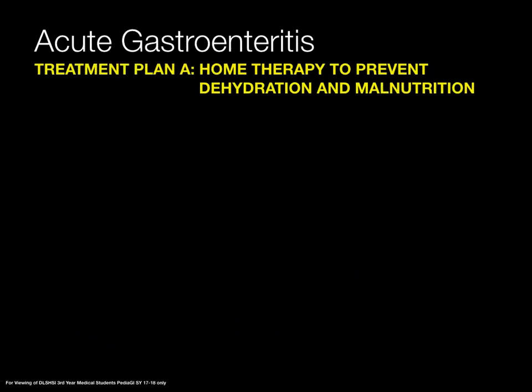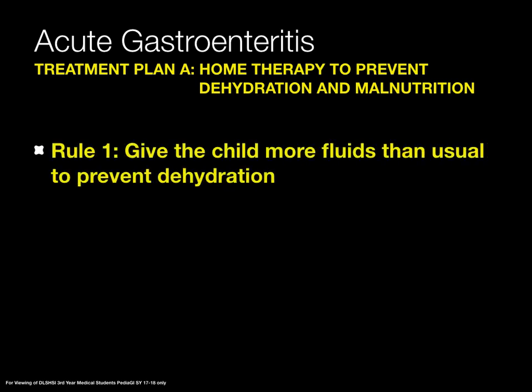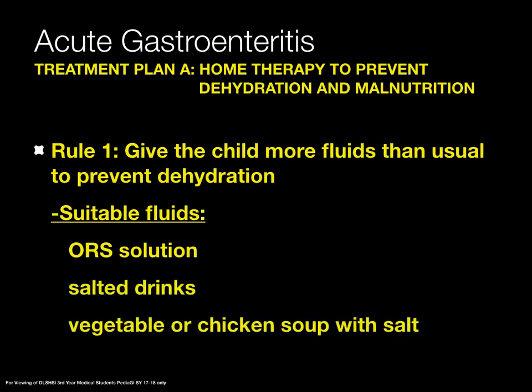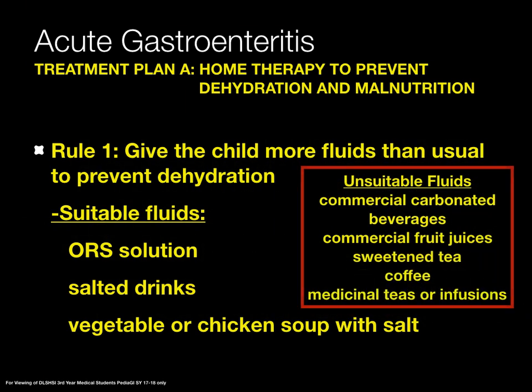For treatment plan A, home therapy to prevent dehydration and malnutrition, rule number one is to give the child more fluids than usual to prevent dehydration. Suitable fluids are oral rehydration salt solutions, salted drinks, and vegetable or chicken soup with salt. Unsuitable fluids are commercial carbonated beverages, commercial fruit juices, sweetened tea, coffee, and medicinal teas or infusions.